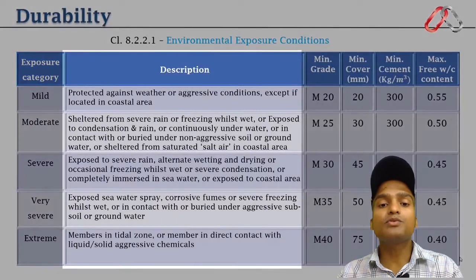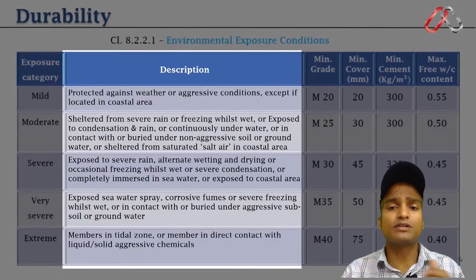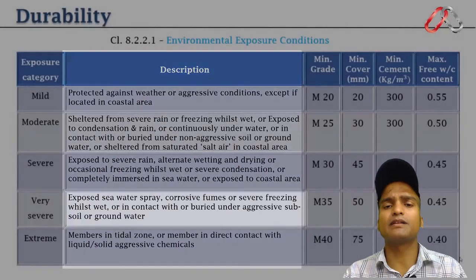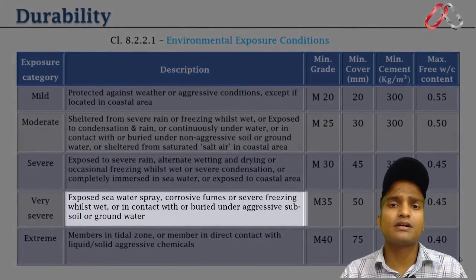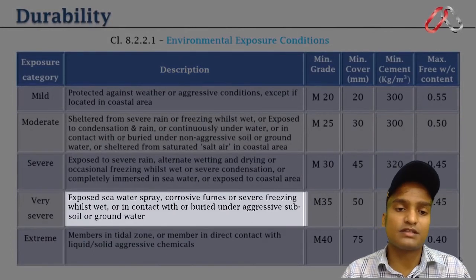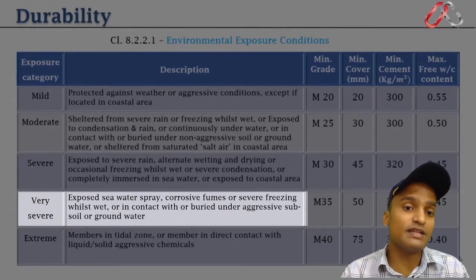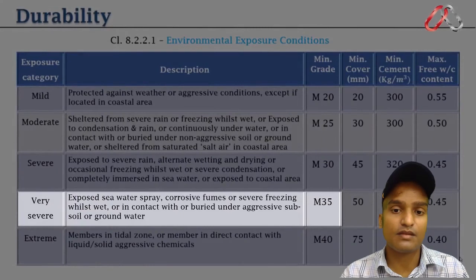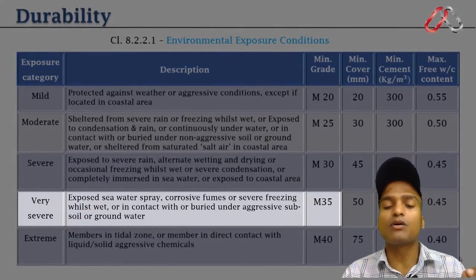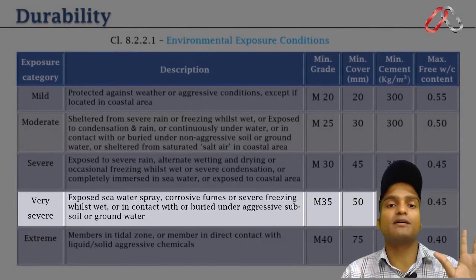And in the next column you can see the description corresponding to different exposure categories. So for example, if you take a structure constructed near a coastal region, then we know that the structure is exposed to sea water and corrosive fumes or severe freezing. We go for the very severe exposure category, and the minimum grade of concrete is M35. Minimum clear cover is 50 mm.